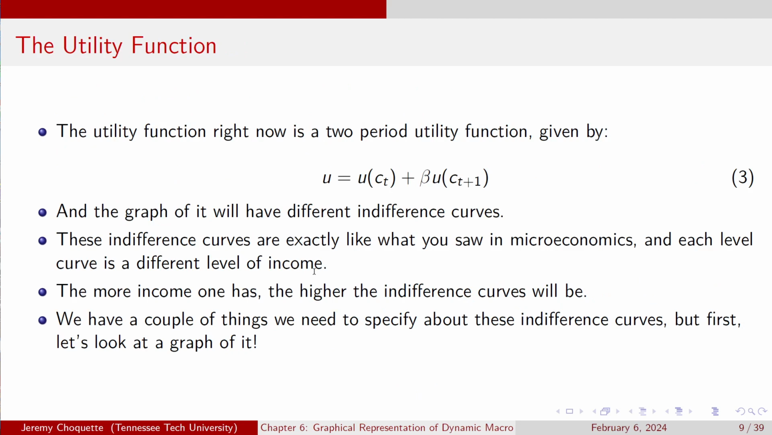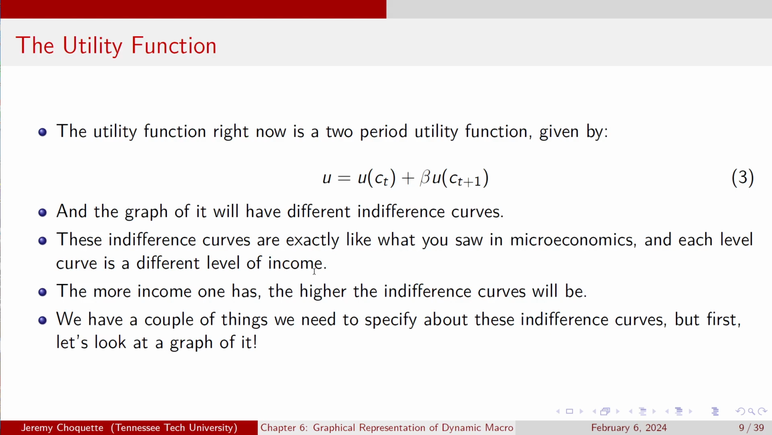Okay, so let's move on to the utility function next. So the utility function is a two-period function given by u of CT plus beta times u of CT plus 1. And the graph of this is going to have different indifference curves. And these indifference curves are exactly like what you saw in micro, and each level curve is a different level of income. So the more income we have, the higher the indifference curves are going to be.